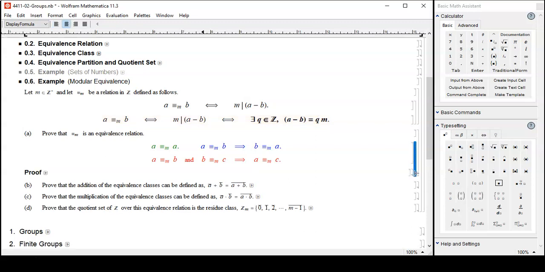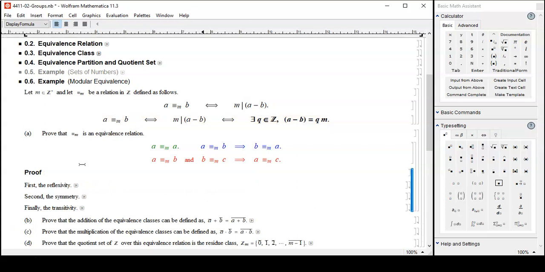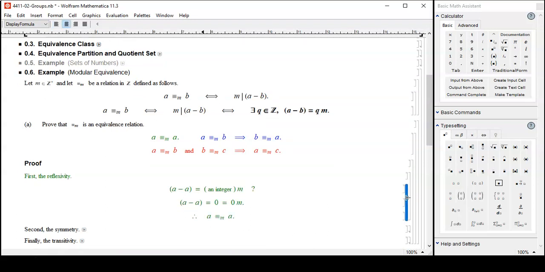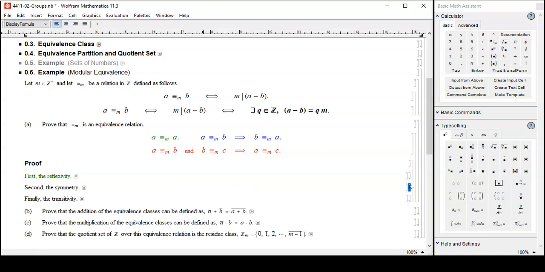Okay, let's begin. First, let's prove the reflexivity. a is equivalent to a, so here b is equal to a, so a minus a is something times m. That's easy. That's 0 times m, isn't it? Yes, integer times m, 0 times m. That's it. q is 0. There goes the proof.